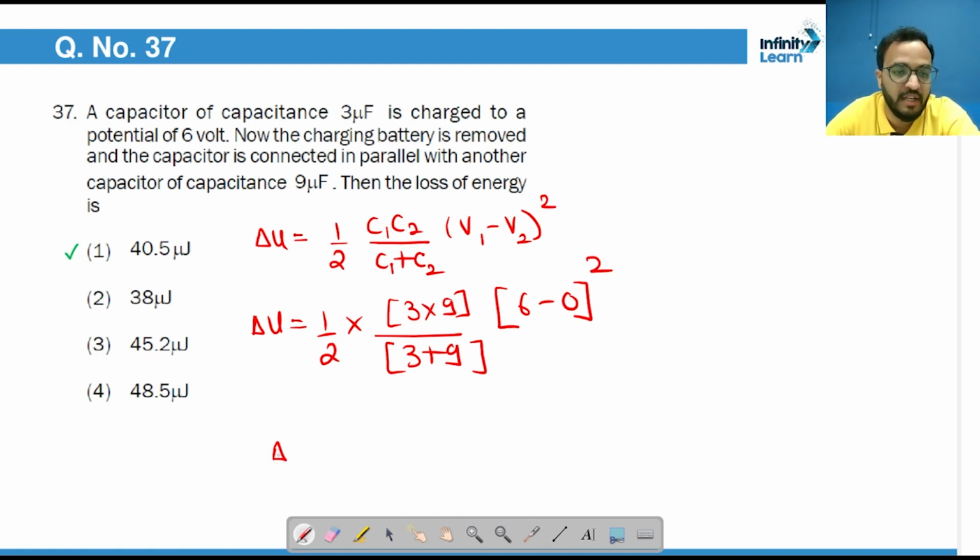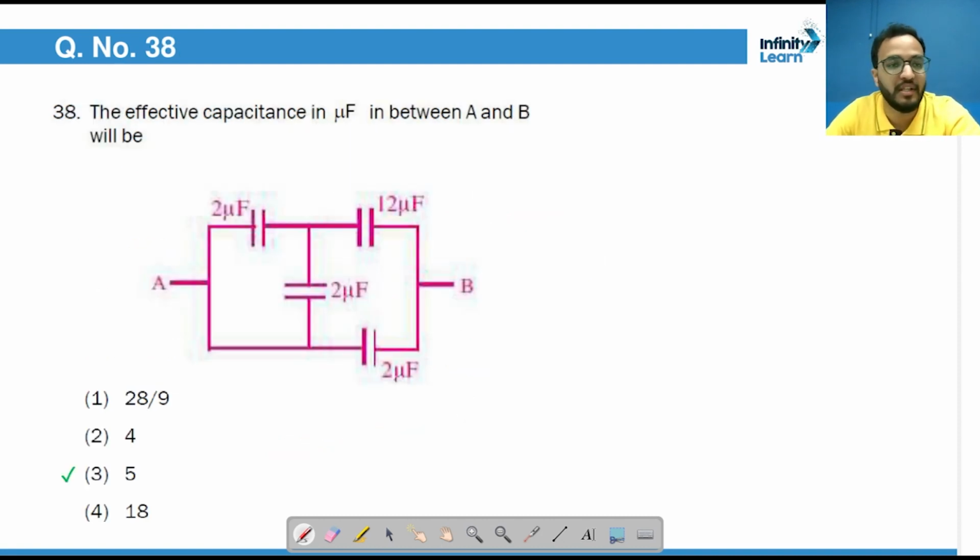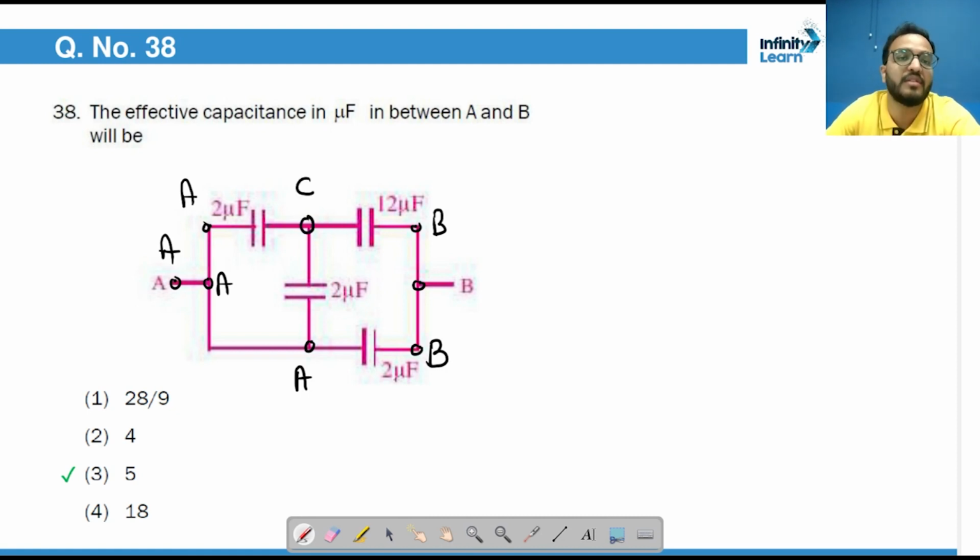Now you solve it and your answer will be 40.5 microjoules. Clear? Now here again we will use the logic of point potential technique. See, this is point A, so this is A, this is also A, and if this is B, then this is B and this is B. But this point is absolutely new, this is C, because it is either connected to A or not connected to B, right? So we will say this is A, this is B, and somewhere it is C, right?